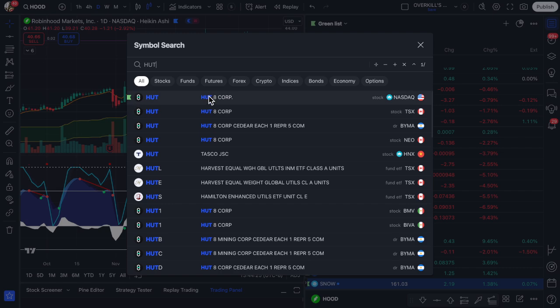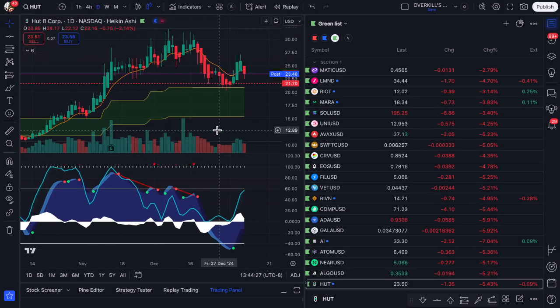HUT 8 Corp is what this one's called. Okay, we got the green dot right here at around 2170. So you should be up a little bit still. Obviously a nasty candle today.